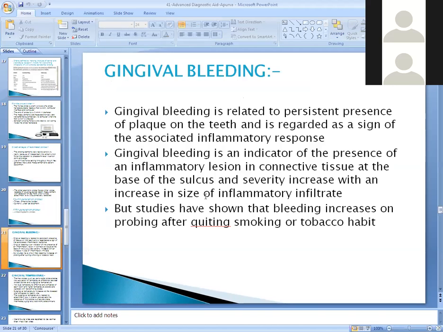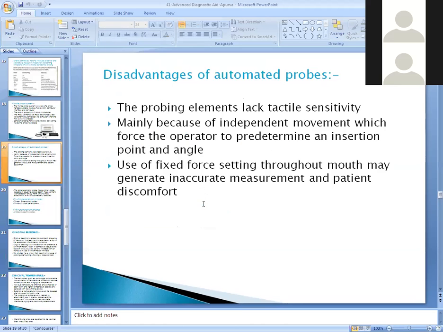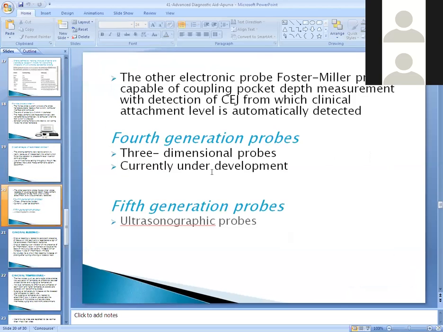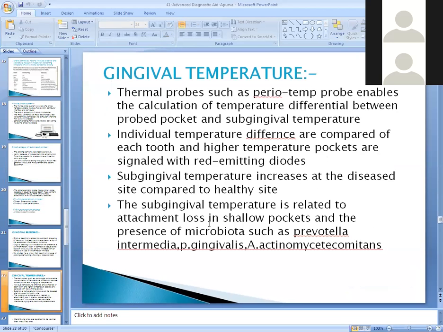So you may get a long note on this question, that is advanced diagnostic aids, or sometimes you may get various short notes on Toronto automated probe, Florida probe, or other radiographic advancements like CADIA or subtraction radiography. Okay, so we'll go further.